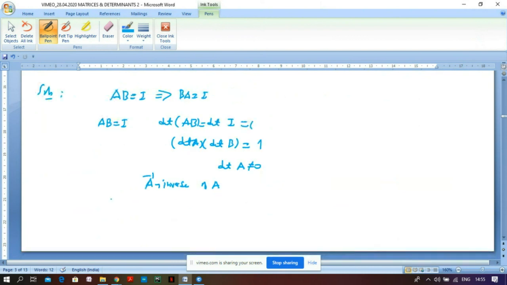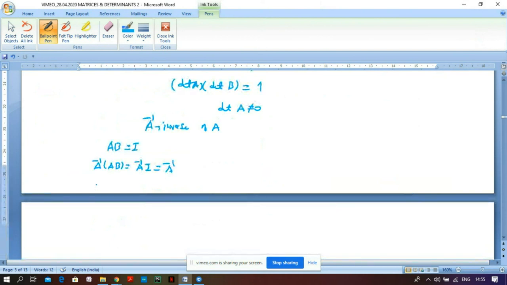Now, AB equals I is given, so I can pre-multiply by A inverse throughout. A inverse times AB is A inverse times I, that is just A inverse. I can associate A inverse with A, since the product is associative. So A inverse A is I, and I times B is still B. So we get B is A inverse.